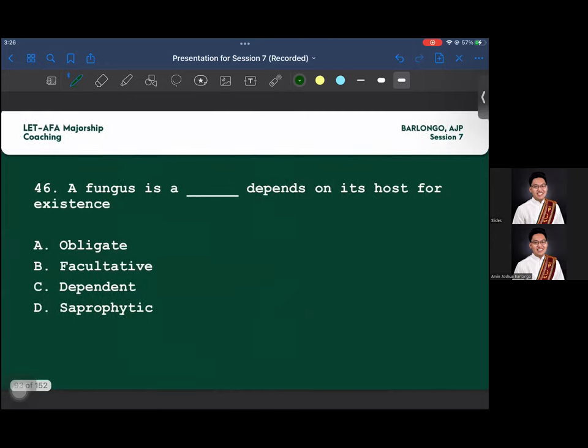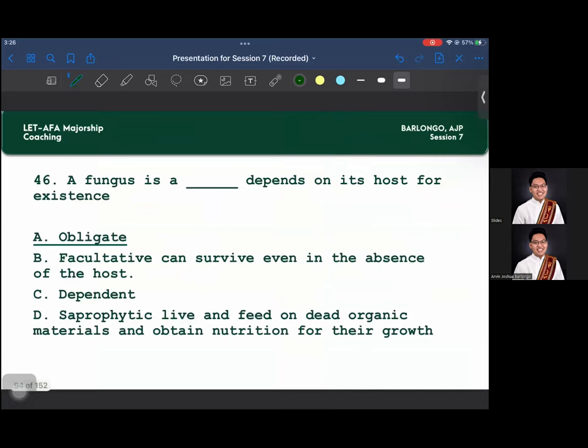Next, let's have number 46. A fungus that is a blank depends on its host for existence. I think this is a repeat of what we discussed earlier. A, obligate, B, facultative, C, dependent, or letter D, saprophytic. The answer for this one is letter A, which is obligate. When we say obligate, it needs its host to survive. Facultative, it can survive even in the absence of the host, so even without a host, it can survive in a specific place. Letter C, dependent, I think it's just a confusion. And saprophytic fungi live and feed on dead organic materials and obtain nutrition for their growth.